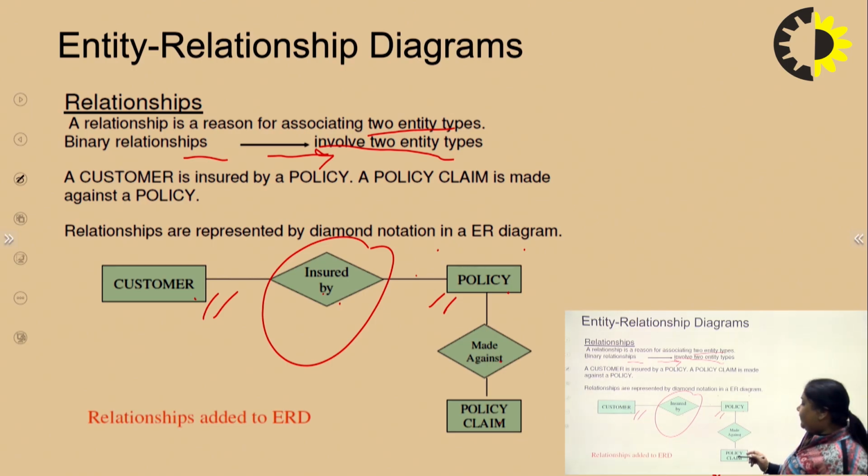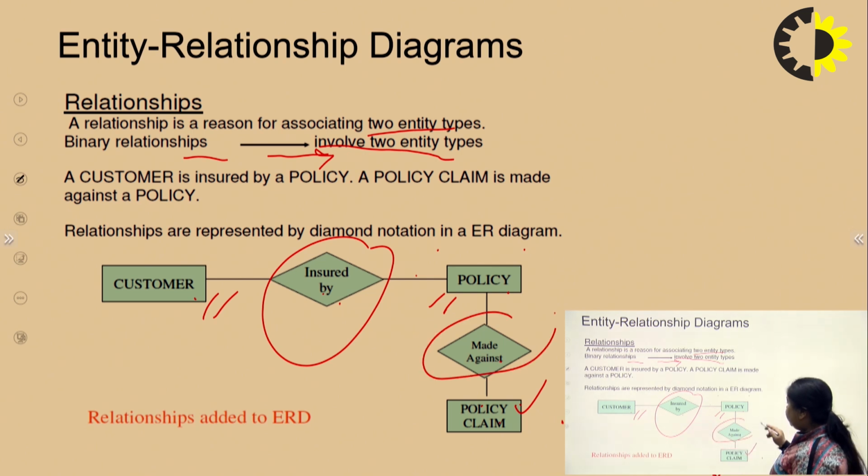So we can say that the relationship between policy claim and policy is "made against", because this policy claim is made against that policy. So this is the relationship between policy and the policy claim.